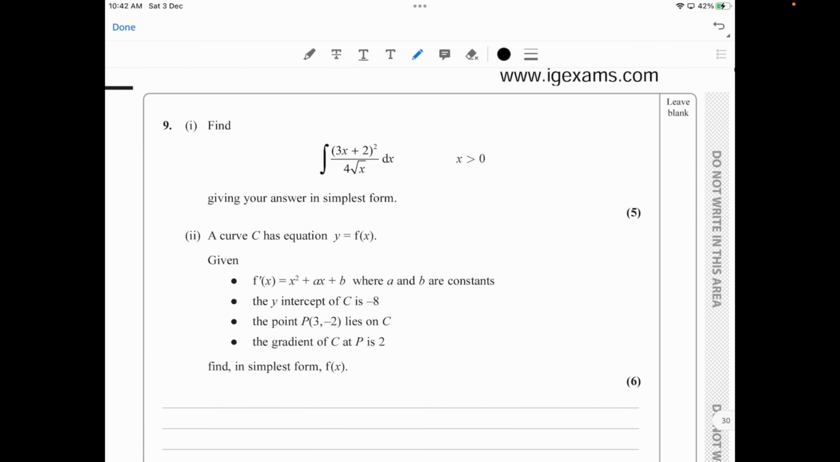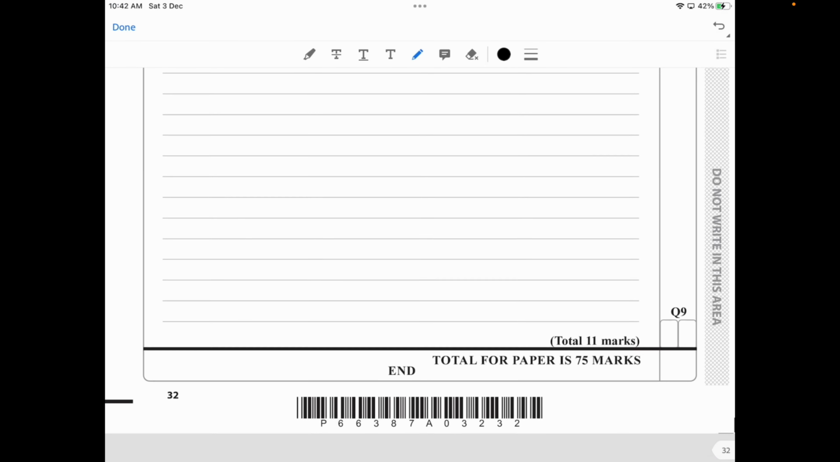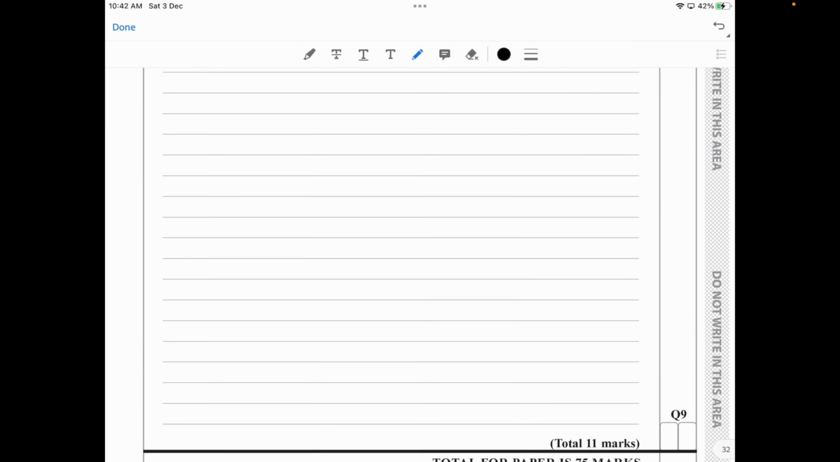Wait, oh, there's another question. All right, so question 9 is an integration question. So do keep in mind how to solve integration. So this is going to be total marks for about, let's say, how many marks is this totally? This is 11 marks. This seems to be the final question.